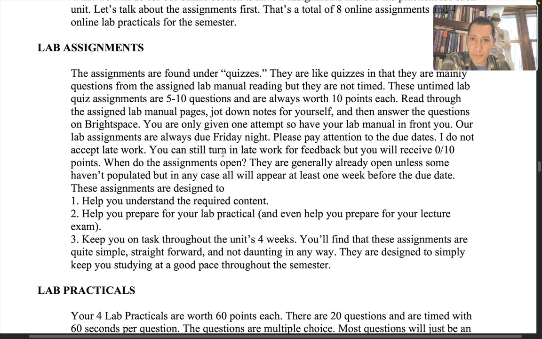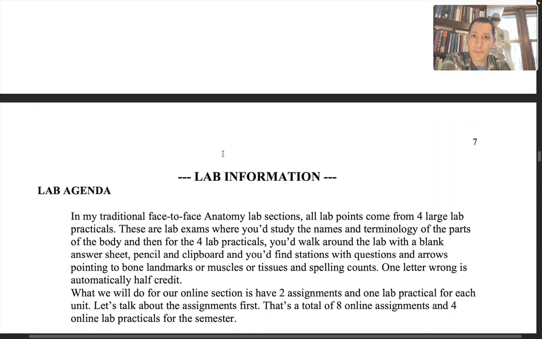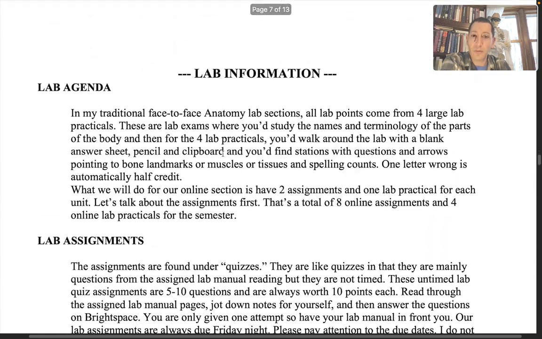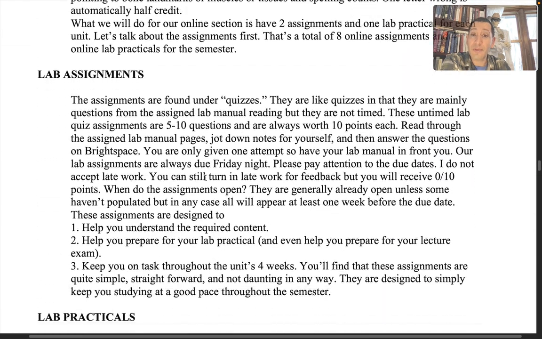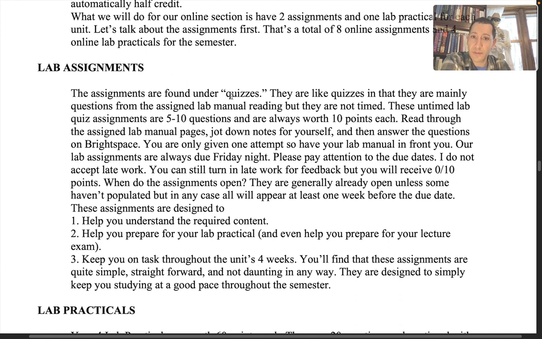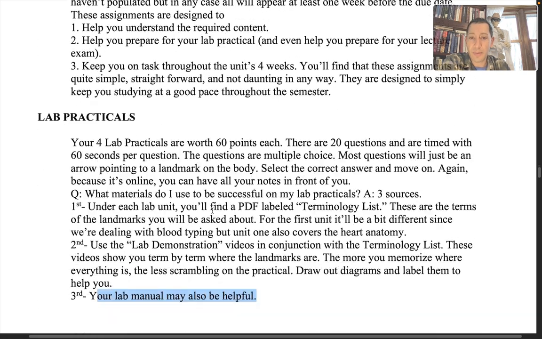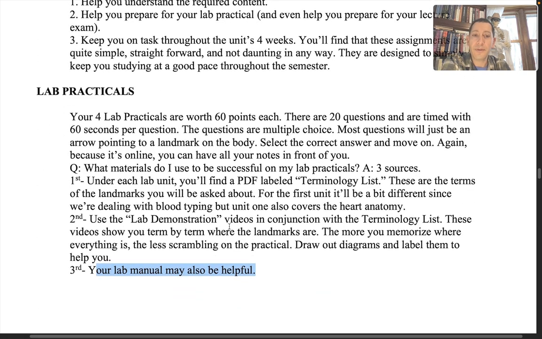Your lecture exams are open for 3 days. They're due on Friday night. Your lab assignments, found under quizzes, are also due on a Friday night. Not the same Friday night, but on a Friday night. Your lab practicals are due on Friday night.